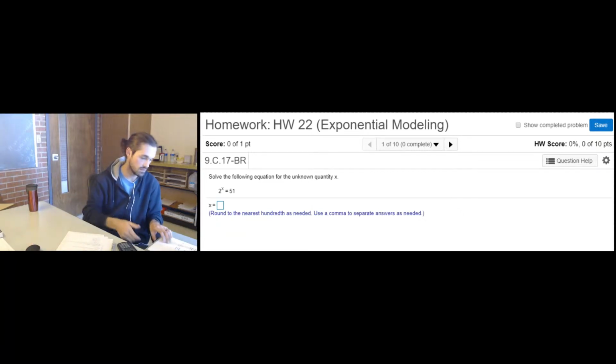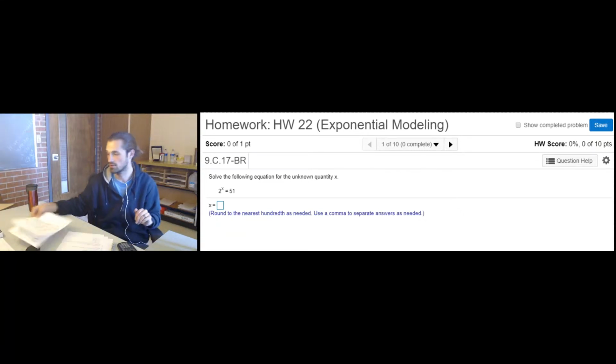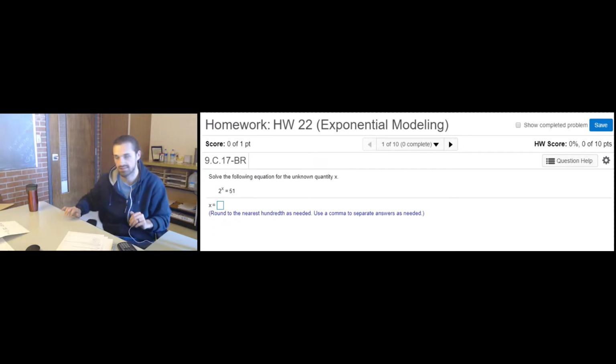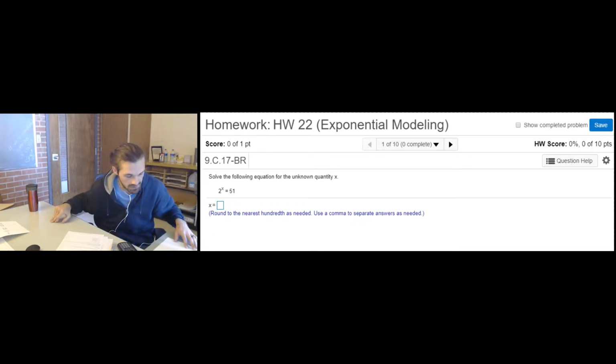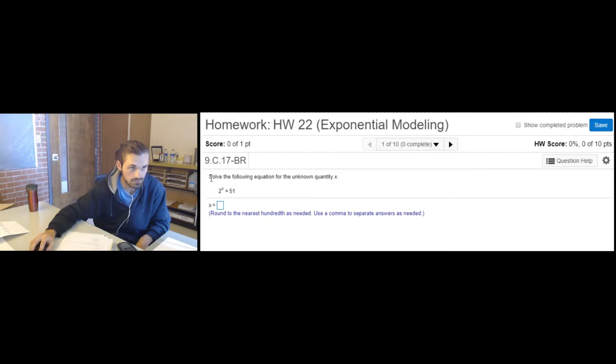So, on to homework 22, exponential modeling. Within exponential modeling, we will need to be able to solve equations of the form some base raised to a variable exponent is equaling some number. So that's what we have going on here. So let's go ahead and jump in.